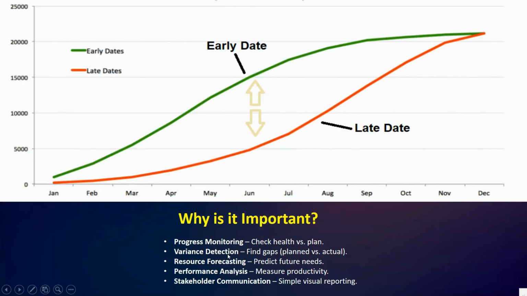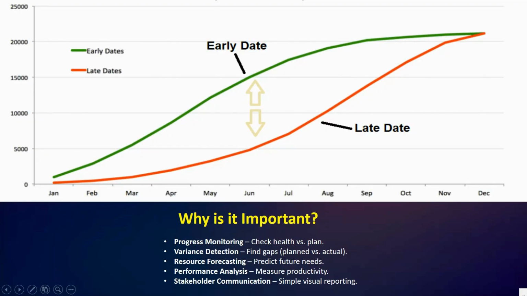Second, we have variance detection, to find gaps between plan and actual. By comparing the planned S curve with the actual one, we can immediately spot the gap or differences between what was expected and what is really happening. These variances are early warning signals that allow corrective action.